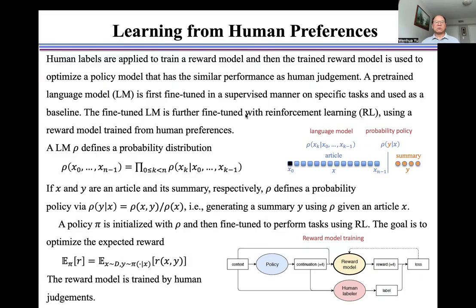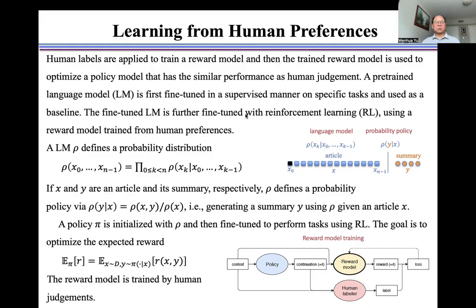A pre-trained language model is first fine-tuned in a supervised manner on specific tasks and used as a baseline. The fine-tuned language model is further fine-tuned with reinforcement learning using a reward model trained from human preferences.